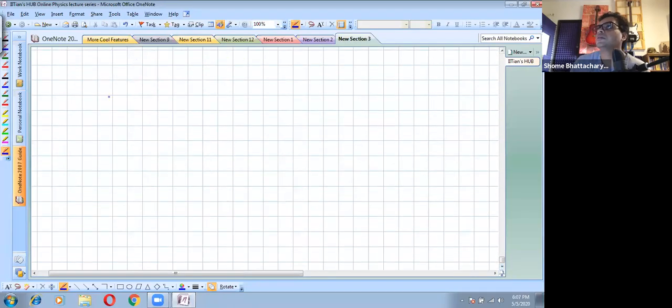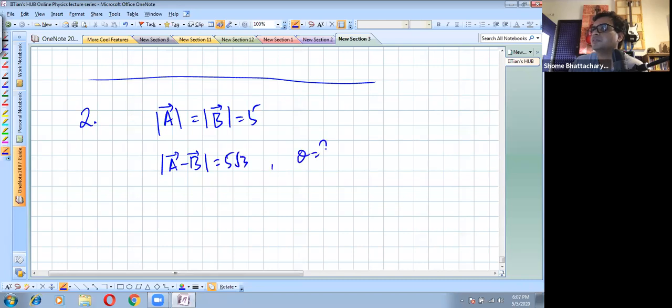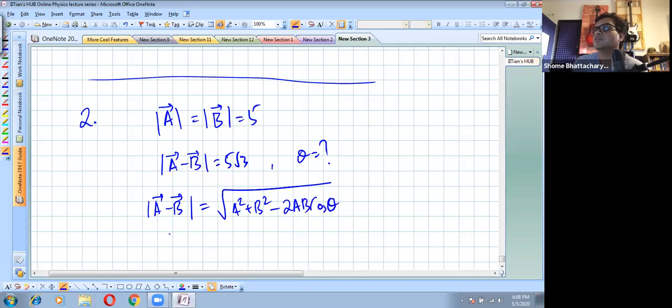So, for example, the second question. In the second question, it is given to you that two vectors of magnitude, so let's say the two vectors are A and B, are both having magnitude 5. Okay, that is given to you. And it is given to us that the magnitude of the difference, A minus B ka mod, wo kitna hai? That is 5 root 3. So you have to find the angle between them. So use the statement of triangle law, that mod of A minus B is equal to root of A square plus B square minus 2AB cos theta. When you work this out, 5 root 3 is equal to root of 25 plus 25 minus 50 cos theta. So when you solve for cos theta here, you'll get cos theta as minus half.